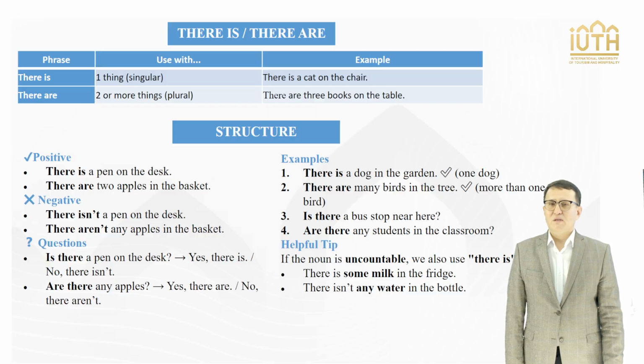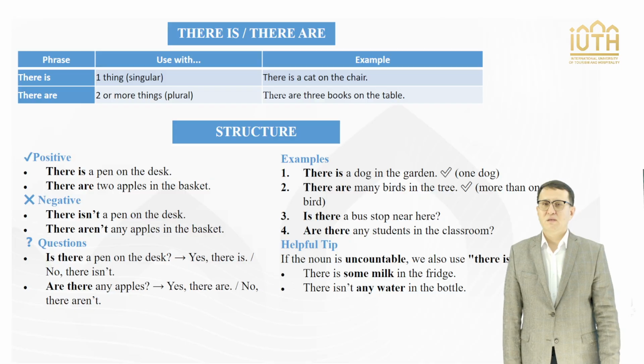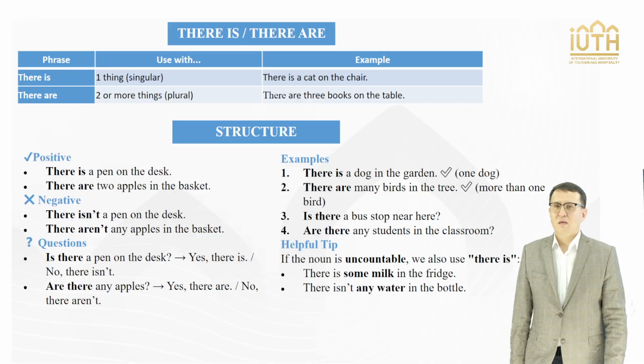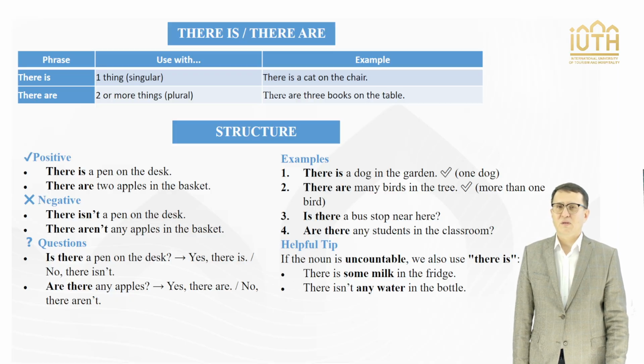In a positive sentence, we use it like this. There is a pen on the desk. There are 2 apples in the basket. In negative, there isn't a pen on the desk. There aren't any apples in the basket. And in questions, is there a pen on the desk? Yes, there is. No, there isn't. Are there any apples? Yes, there are. No, there aren't.